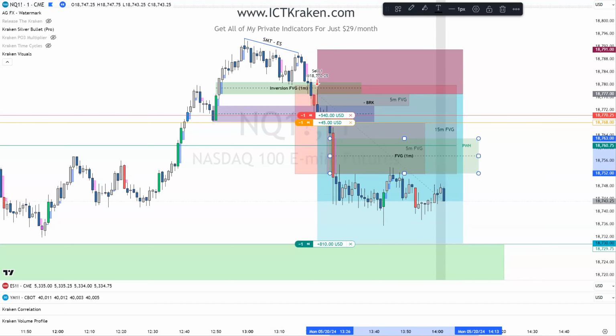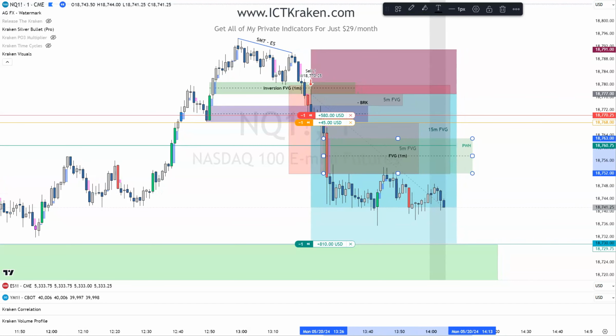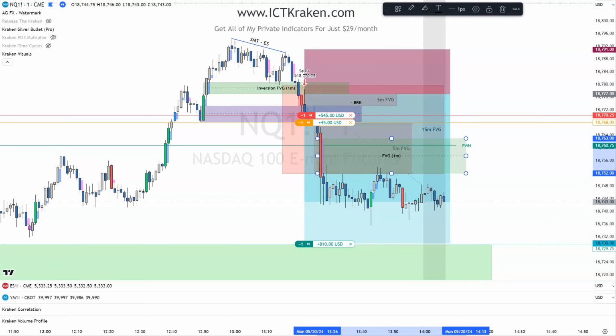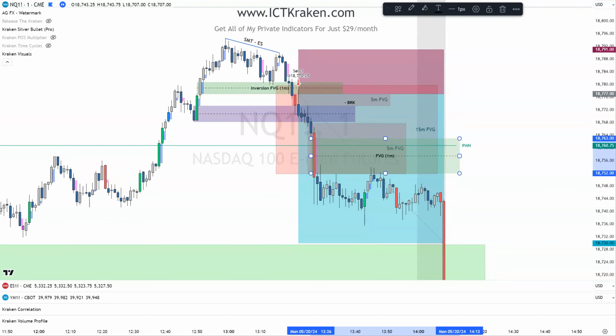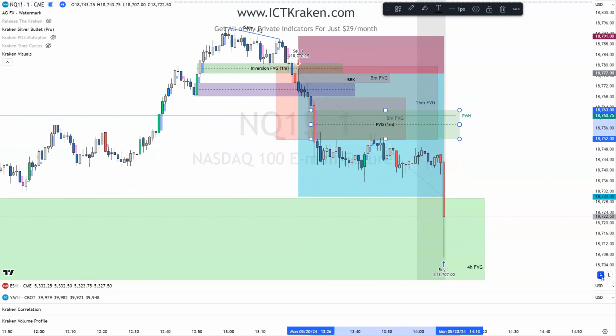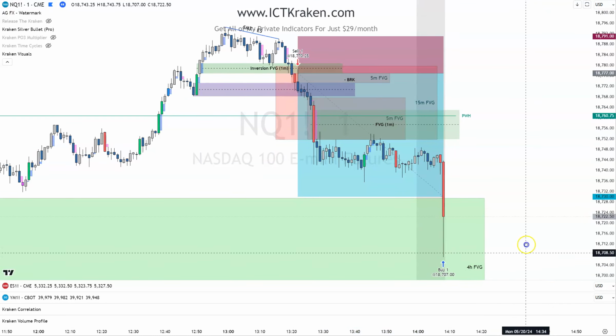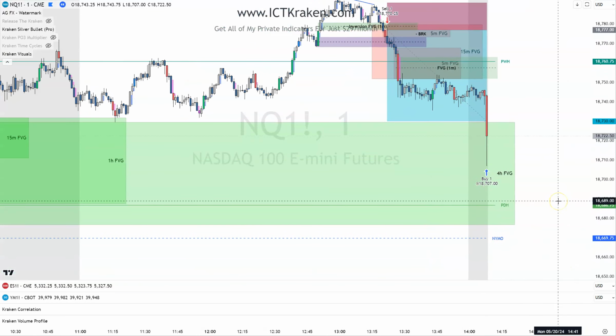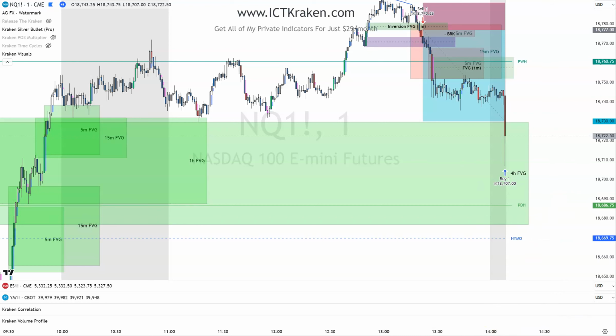There's the start of the 2 o'clock hour. Done. Let's just do this. Whew. It turned into a 4-hour fair value gap, man. All right, let's look at something here for a second. Let's turn this off and let's just measure this fair value gap here.